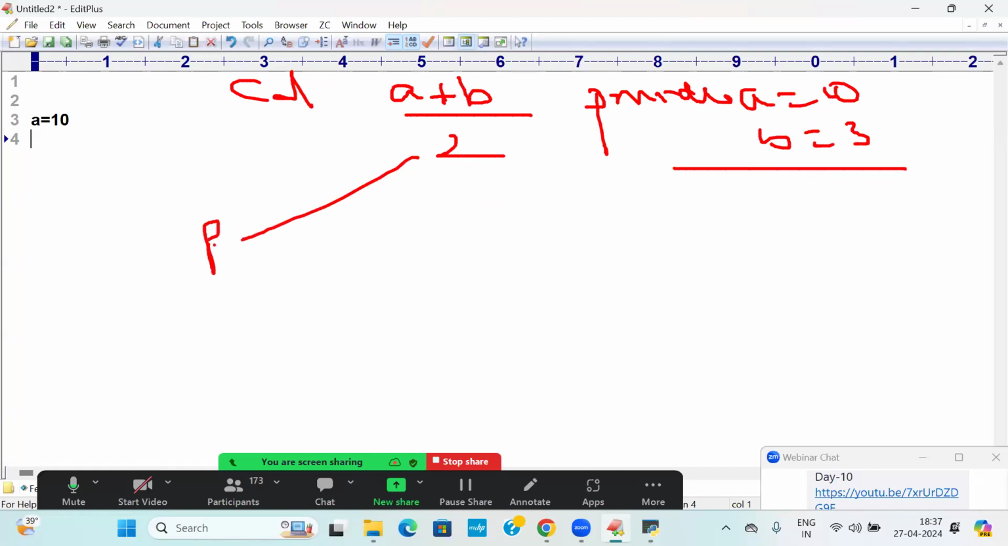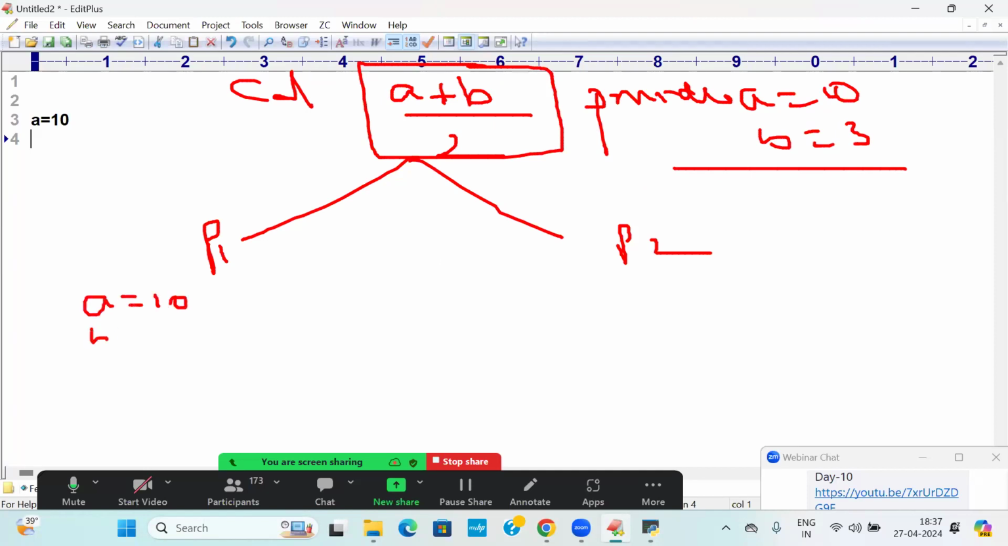One of the persons, programmer P1, understood this problem as A is equal to 10 and B is equal to 3. And C is equal to, he wrote, A plus B by 3. What is the value of C? Definitely, it is going to be 11.5. Am I correct? 11.5. This is what he is feeling, that it is correct.